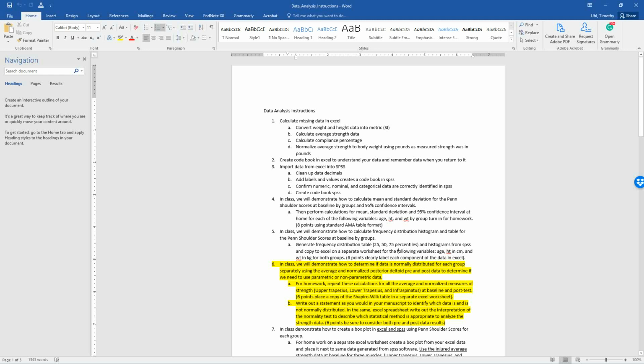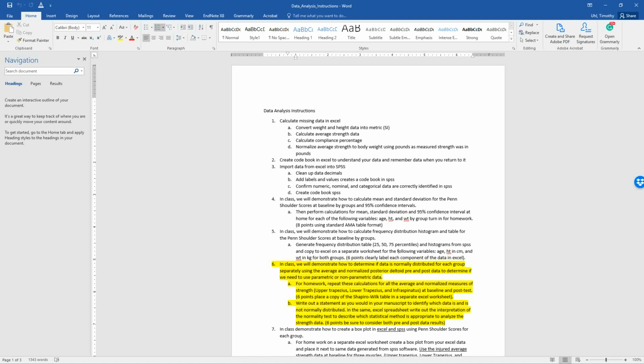Good afternoon. We're going to talk about normal distribution. This is step 6 in the data analysis instruction. We will go over how to analyze if the data is normally distributed.